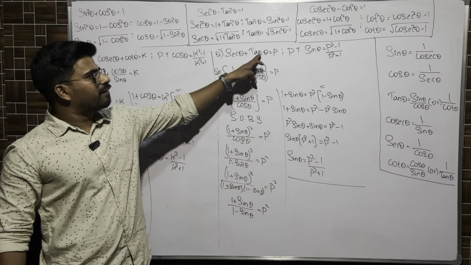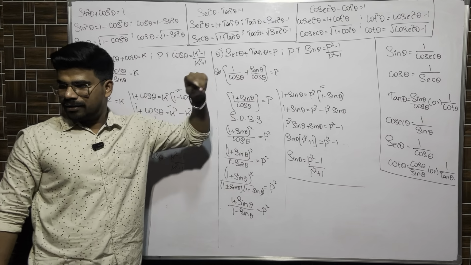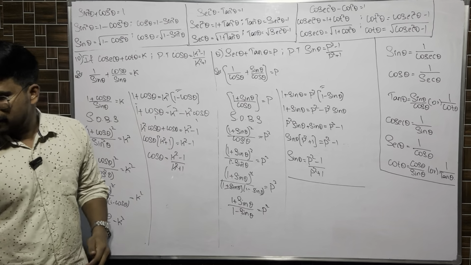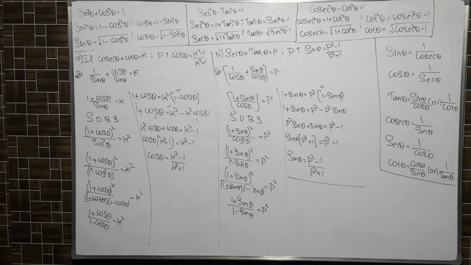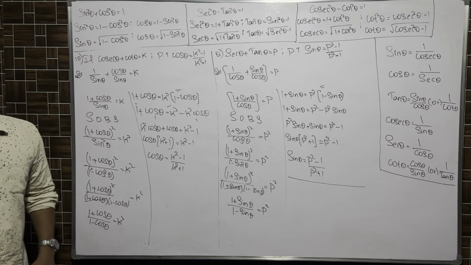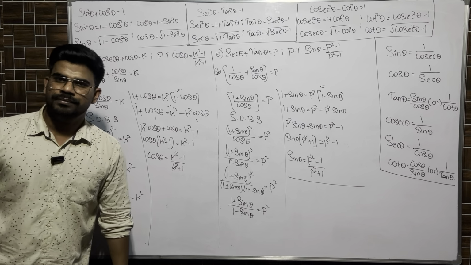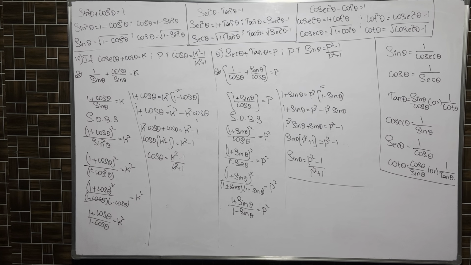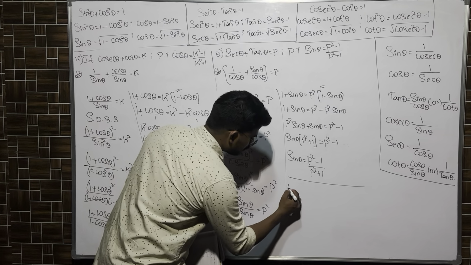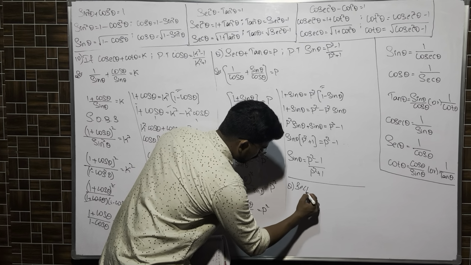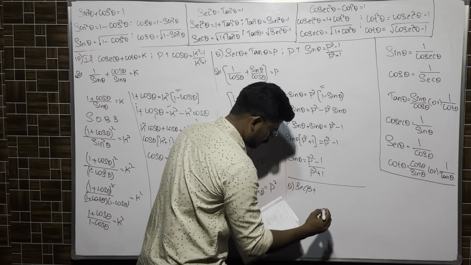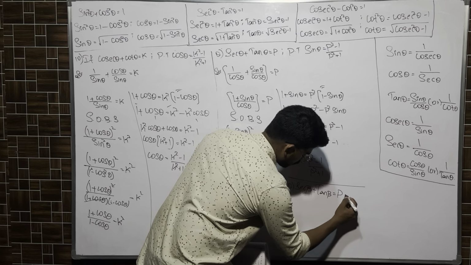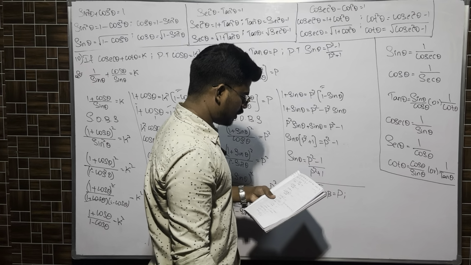Secant alpha plus tan alpha, secant theta plus tan theta is equal to secant beta plus tan beta is equal to p. Express sin theta in terms of p. Copy it, sir. Find the value of sin beta in terms of p.